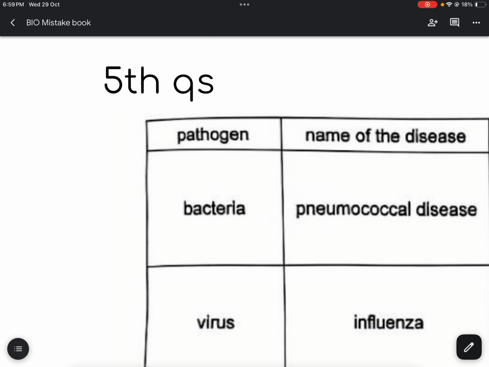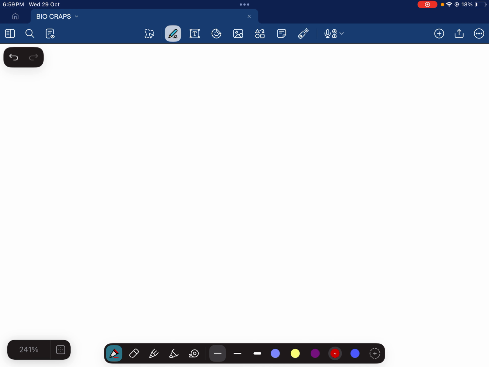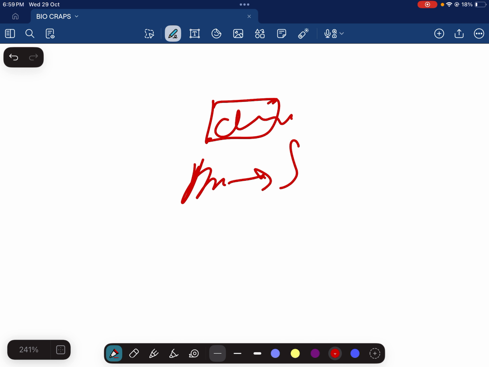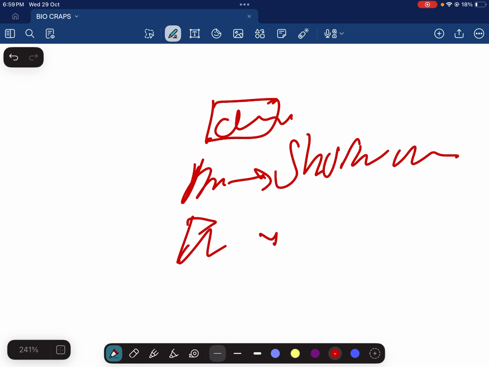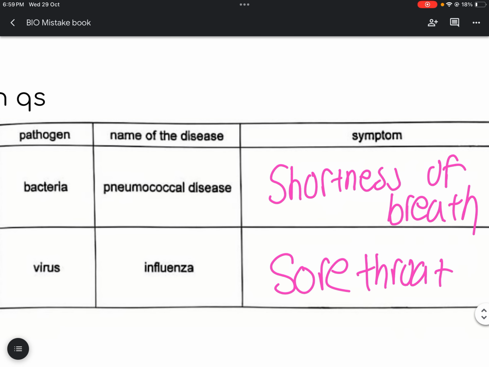These are the two diseases, influenza and pneumococcal disease. They're asking what you can observe when you have these. There are two. For pneumococcal disease, you get shortness of breath, and the last one, influenza, you get nausea, or very simply, chills. You get chills, or something else. But in the answer they give sore throat, anything can.